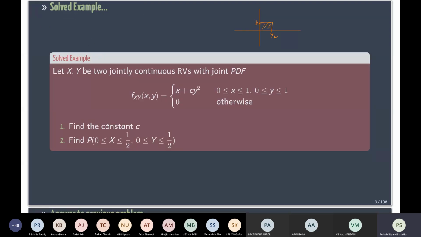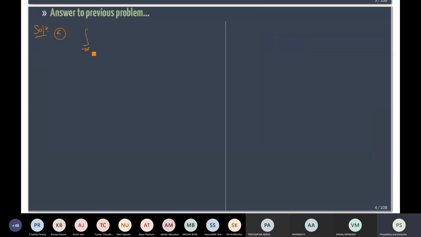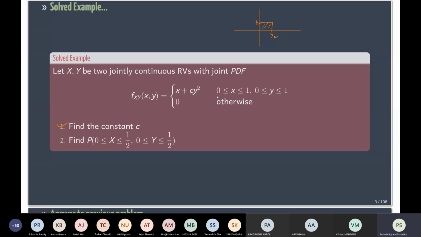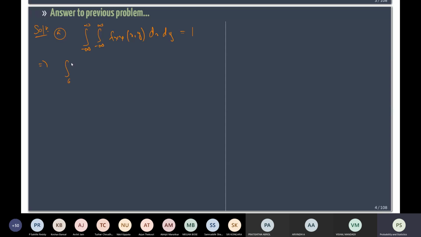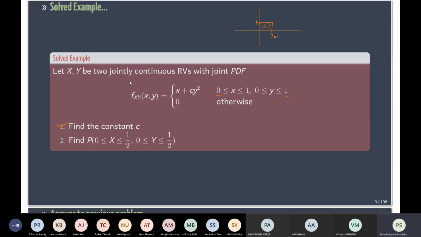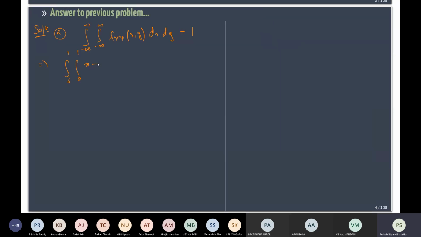The first part, we have to find the constant c, right? So we have the integral from minus infinity to infinity, minus infinity to infinity, of f_XY(x, y) dx dy. This must be equal to 1, because that's the property of the PDF. But then the limits should now change to 0 to 1, since X and Y are limited to 0 and 1. So this is 0 to 1 and 0 to 1, and f_XY is x plus c y squared, with dx dy, and this must be equal to 1.